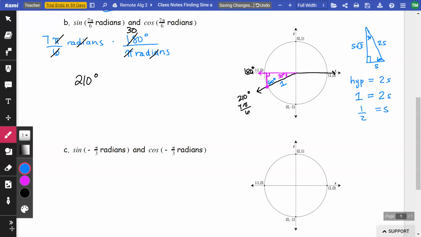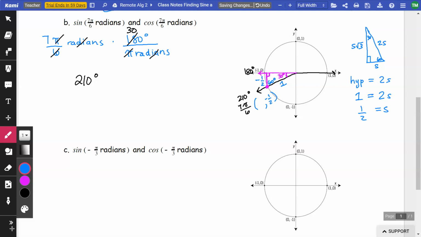Well, in our case, our short side is on the negative y-axis. So that means that this is negative 1/2. So the y value of that point is negative 1/2.